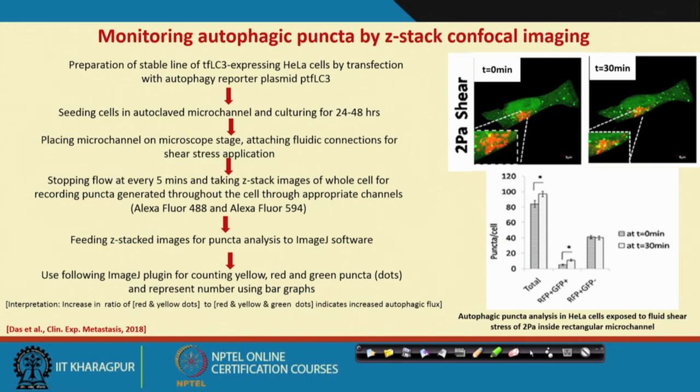Autophagy is a very old phenomenon studied for maybe the last 50 to 60 years, and it is a self-eating phenomenon for dysfunctional organelles or misfolded proteins in the cell itself. But in stress conditions, this autophagy phenomenon is highly increased. So, what is new about autophagy in a microfluidic platform?